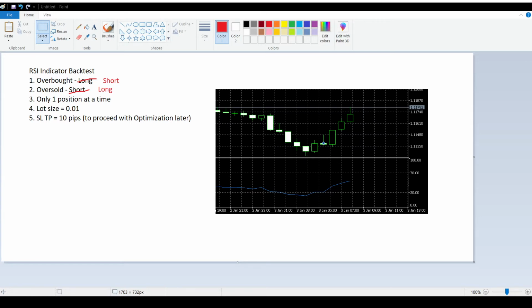And for the first test, we are going to start with stop loss and take profit at 10 pips, 10 pips. Okay, and after that, we are also going to proceed with the optimization. I will explain to you a little bit what it is about. Okay, let's begin.